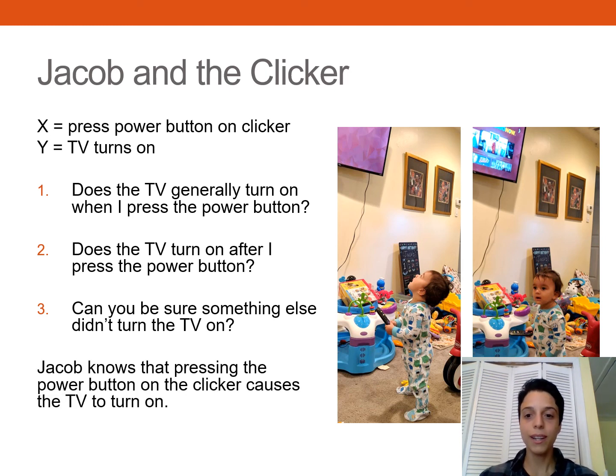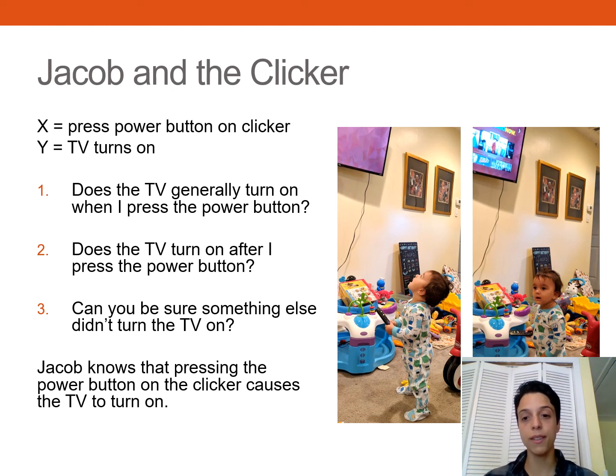And so, over time, I think Jacob figured this out, and he learned that the TV usually went on when you pressed the power button. It always happened after he pressed the power button, and he could be pretty sure that it was the power button turning the TV on and not something else. So in going through all of that, he established that there is a causal relationship between pressing the power button and the TV turning on.